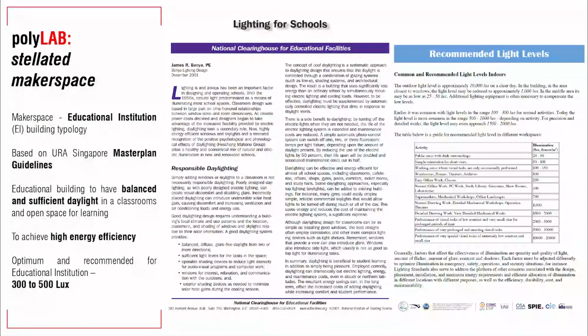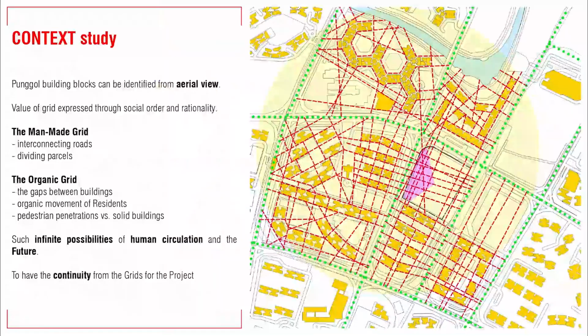The optimum recommended and preferred illuminance level for an educational institution would be in the range of 300 to 500 lux, as it would greatly affect the occupants of the building if they have enough optimum daylight penetration.